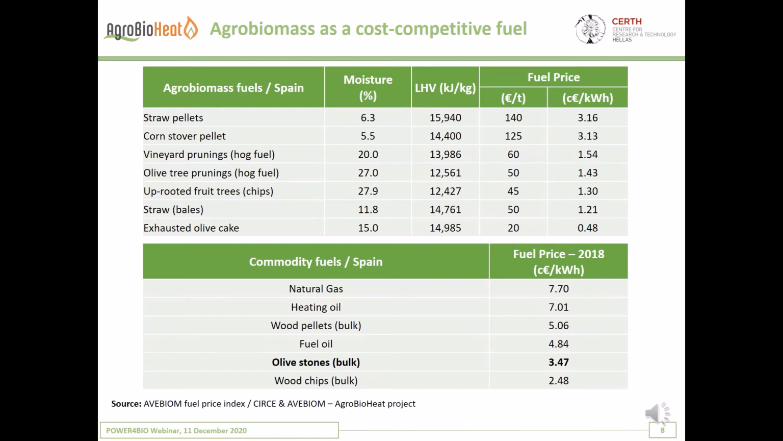There are even, in Spain, olive stones, which you can find, I would say, as a kind of commodity fuel, also cheaper than most other commodity fuels available on the market. So this is one of the reasons why it makes sense to start using agrobiomass, for example, in heating applications. And in principle, you could do that even without any kind of subsidy scheme.